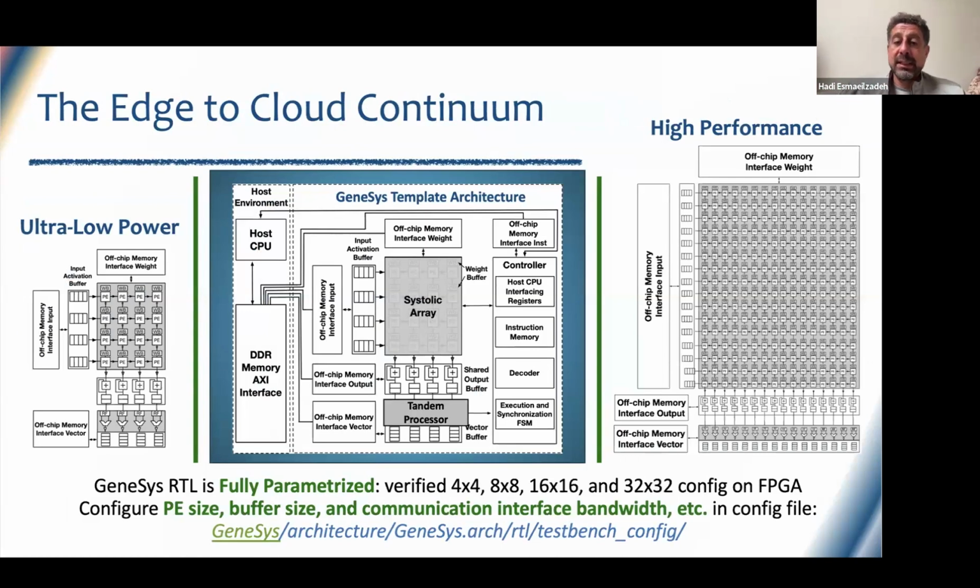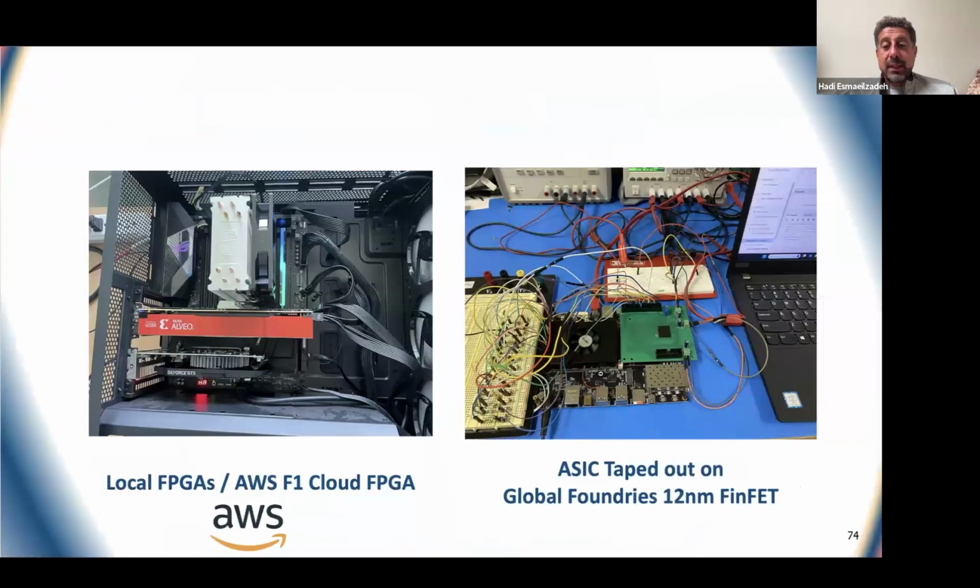The reason is that we have developed a template architecture that's highly customizable, and it integrates the tandem processor that I just described. You can run these generated accelerators on your local FPGA, or we have workflows for using Amazon AWS F1 instances, and an incarnation of these accelerators has actually been taped out.